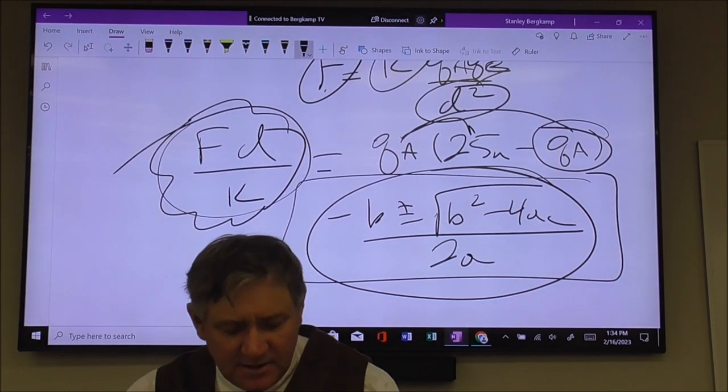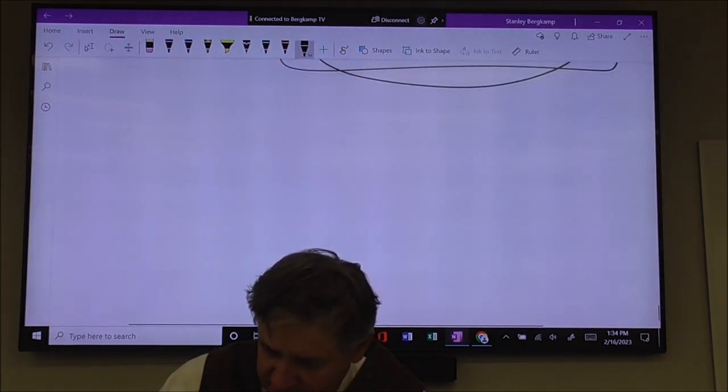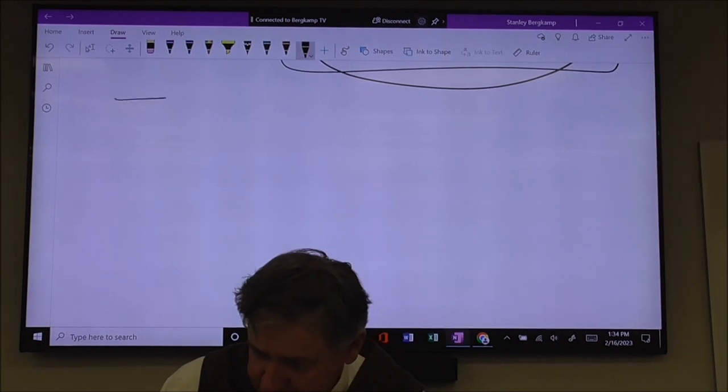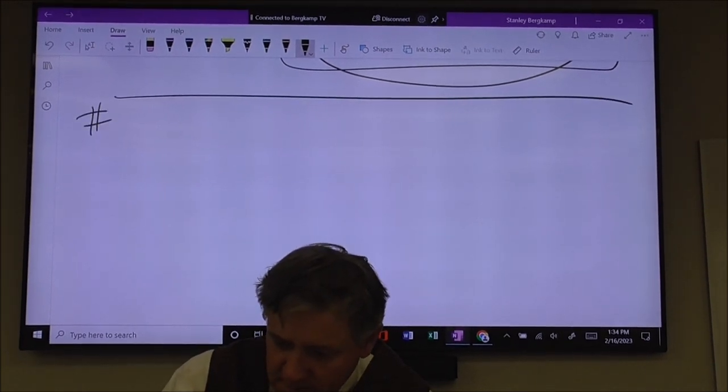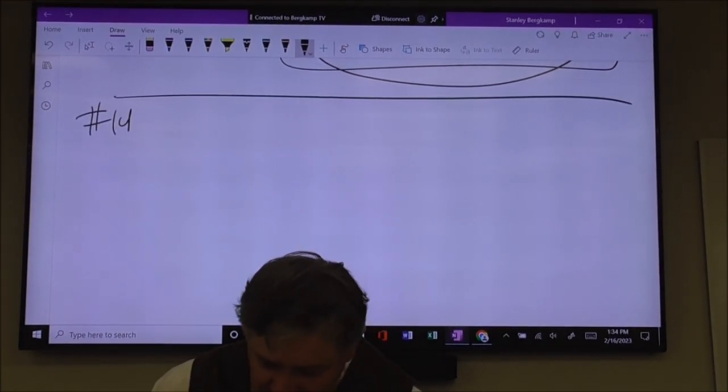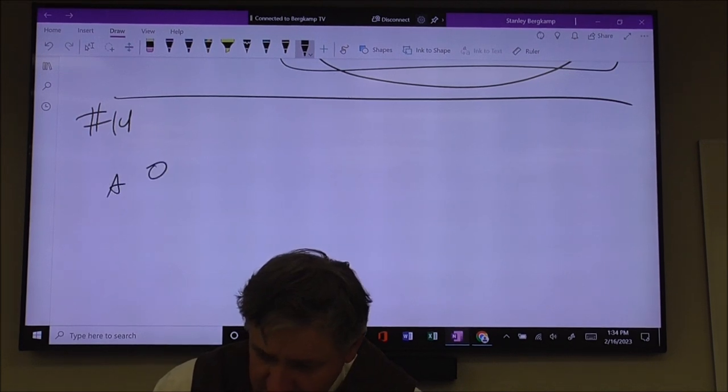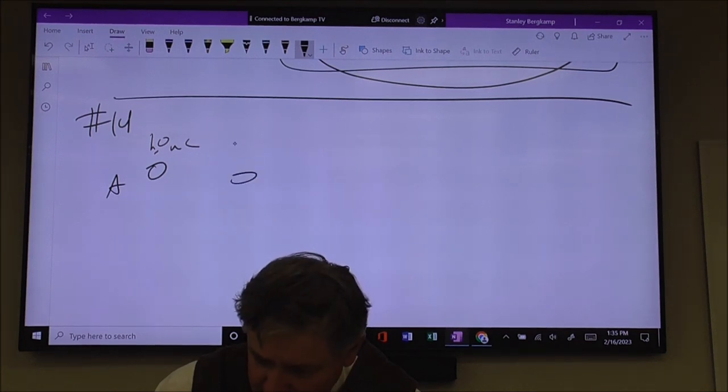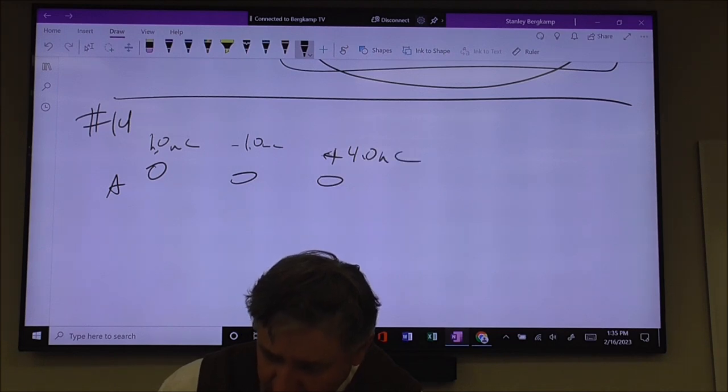Let's talk about number 14 in terms of a bigger idea. Let me write that down. So, number 14, here's your setup. Here's A, charge of 1 nanocoulomb. And then here's B, negative 1 nanocoulomb. And C is over here at positive 4 nanocoulombs.